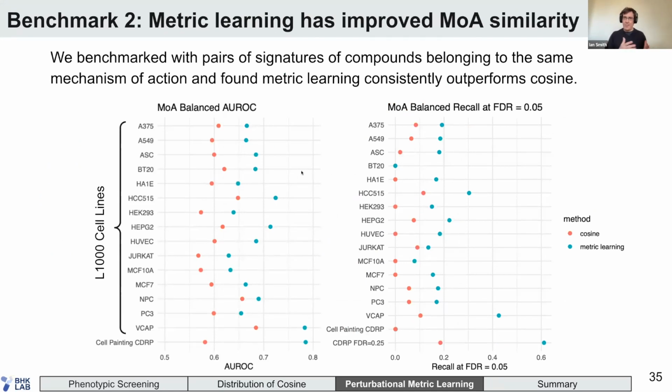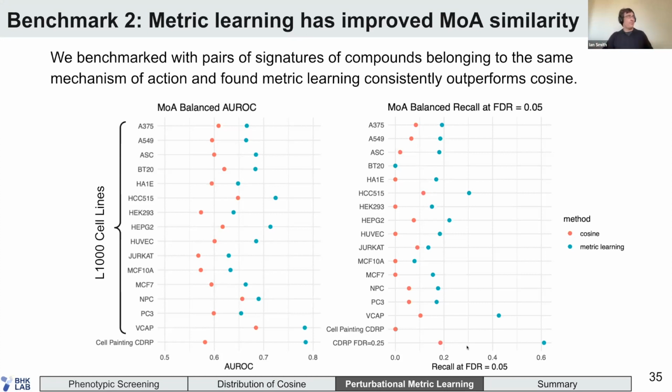now we're looking at pairs of compounds that belong to the same mechanism of action class. You can see that the AUROC with cosine is somewhere around 0.6, with metric learning it's closer to 0.68. And the recall with cosine is somewhere between 0 and 0.1, whereas with metric learning it's closer to 0.2. And same MOA is, clearly, a harder problem than replicate similarity. And there are a lot of reasons why that might be the case. But the main bullet point is still that metric learning does a better job identifying these signals that we kind of expect to see.